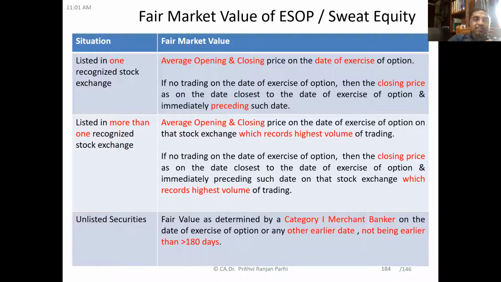And if that security is listed in more than one recognized stock exchange, the average opening or average closing price on the date of exercising of the option on that stock exchange which records highest volume of trading. You have to see which stock exchange trading volume is high. So that stock exchange's average opening price or average closing price will be taken as fair market value. And if in that case there is no trading, then the closing price as on the date closest to the date of exercise of option and immediately preceding such date on stock exchange which records highest volume of trading will be taken.